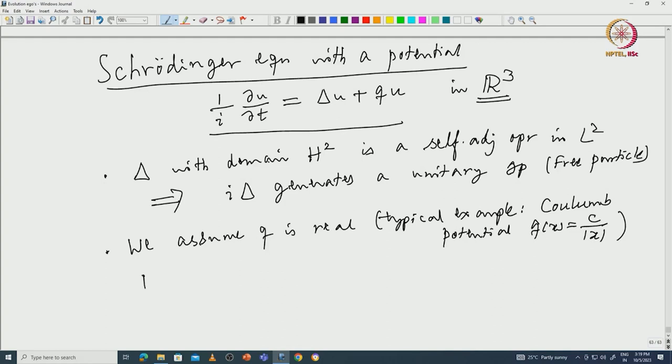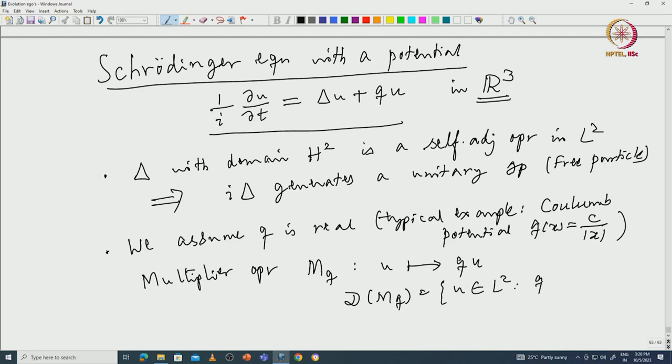Now the multiplier operator m q. What does that do? It takes u to u multiplied by q. The domain of m q is the set of all u in L 2 such that q u is again in L 2. That multiplier operator defines a linear operator, and this we have discussed in general. It is a densely defined closed operator, assuming that q is finite almost everywhere. So that is no problem.